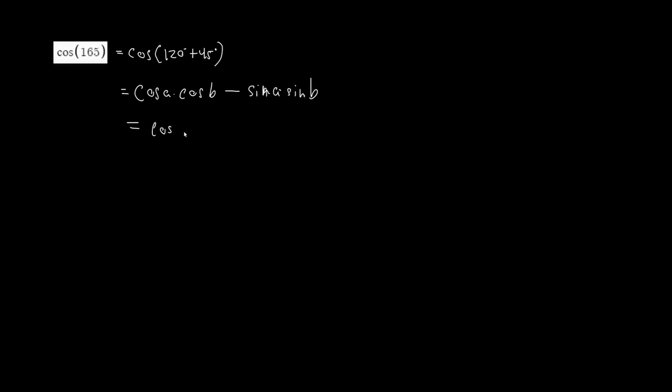So this would be cosine 120 degrees times cosine 45 degrees, minus sine 120 degrees times sine 45 degrees. Now before we proceed, we need to know what 120 degrees is, because we know that cosine 45 degrees is the same as sine 45 degrees, which is square root of 2 over 2. How about the other two? Let's rewrite.